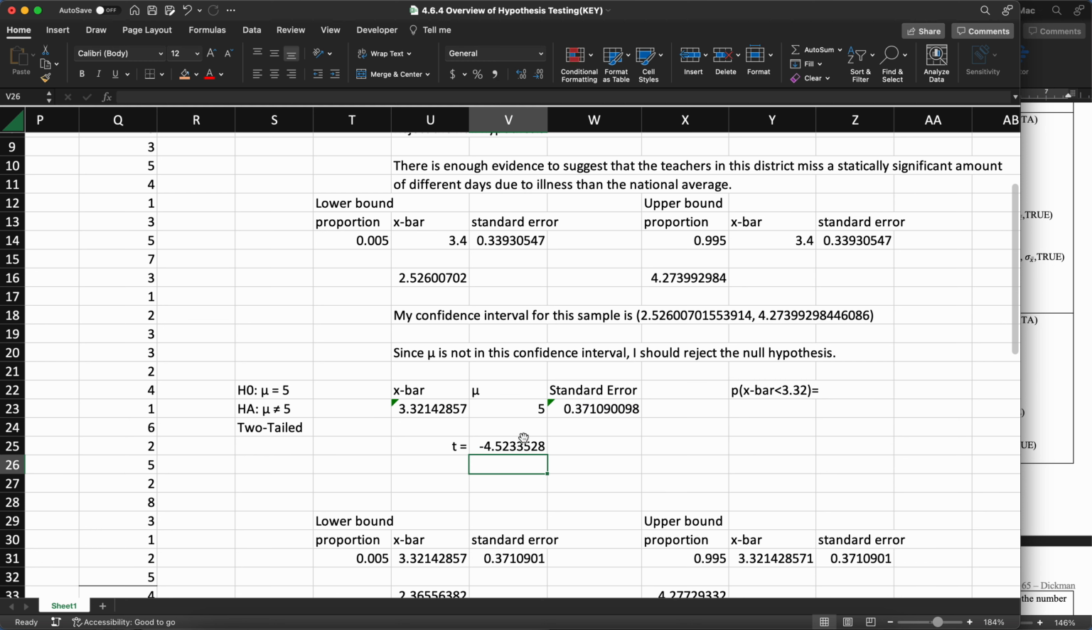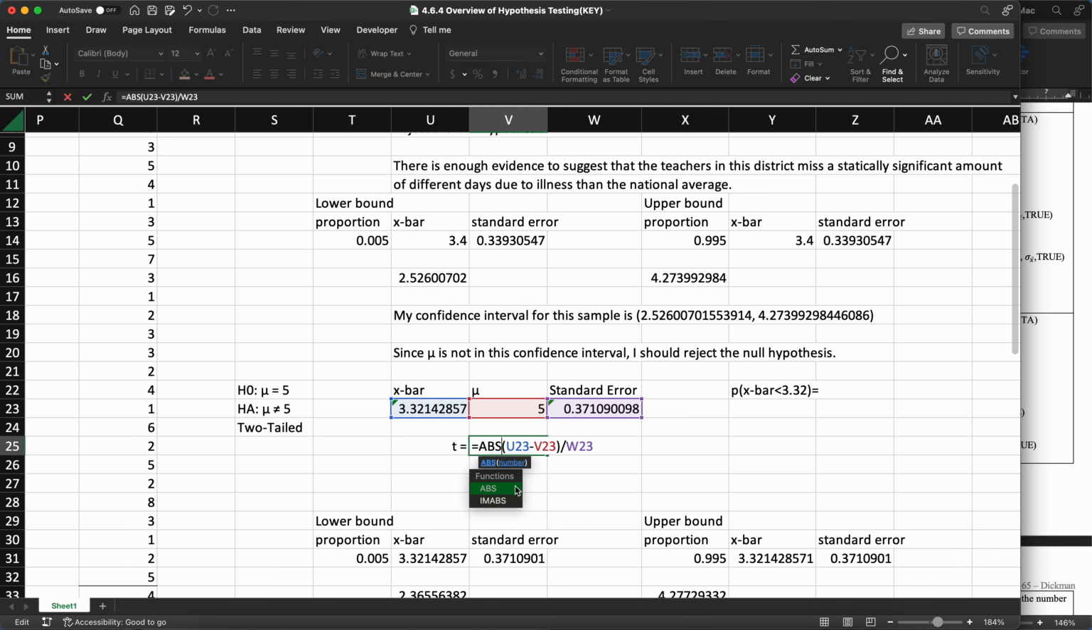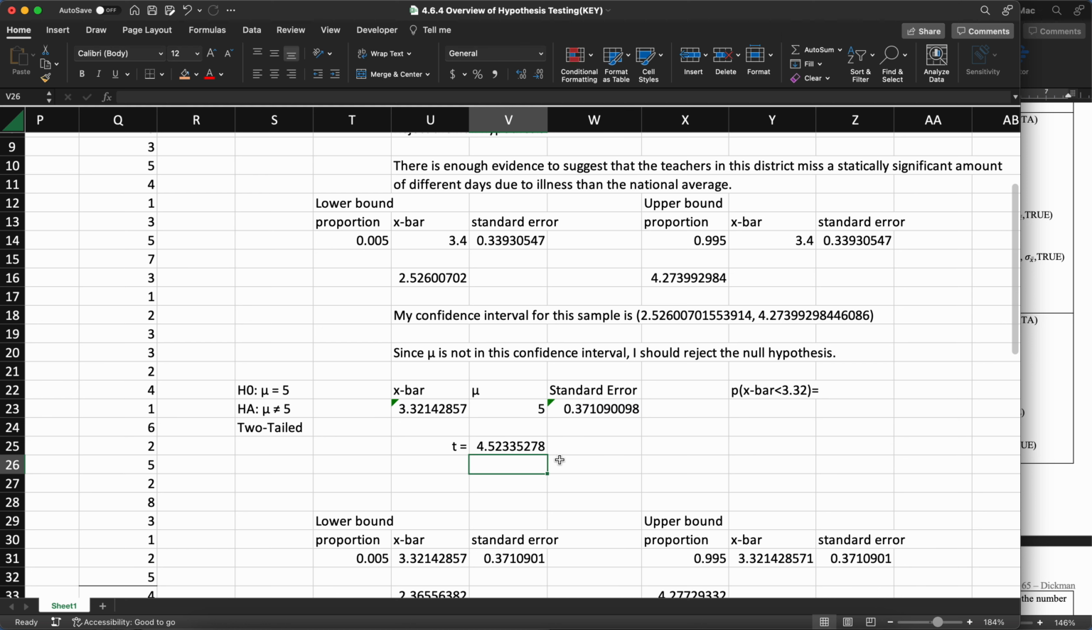4.5233. Now, just looking at this value, I can tell that this is really far away from the mean. It's 4.523 standard deviations away from the mean. So I don't find it likely that the probability is going to be very high here. I also need to know my degrees of freedom, and we have 28 values now, so that's going to be 27.